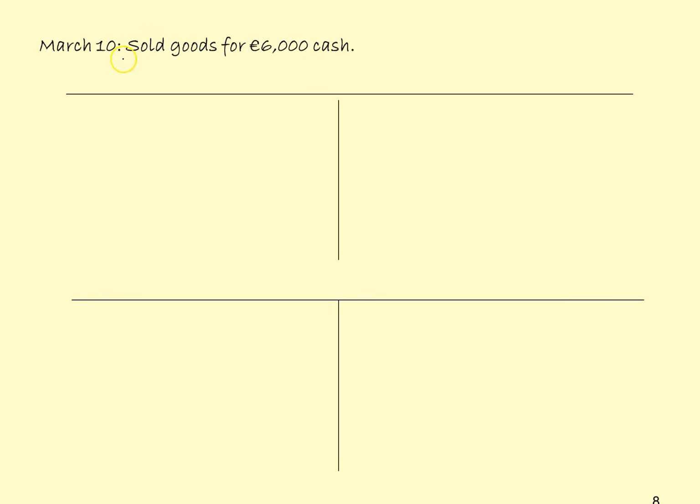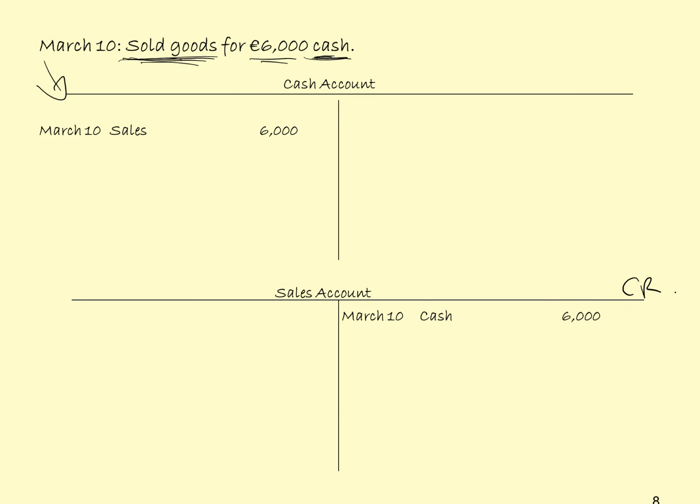March the 10th, sold goods for 6,000, cash. So we need a sales account and we need a cash account. We don't have either of those, so we'll open up a cash account and a sales account. Money coming in, we will debit it. So we debit the cash account, March the 10th, sales 6,000. And we will be crediting the sales account, March the 10th, cash 6,000.